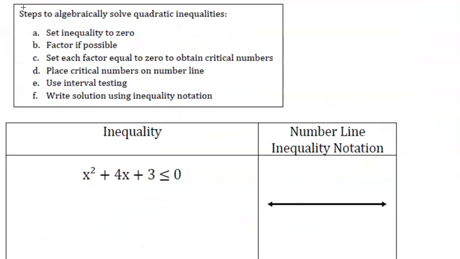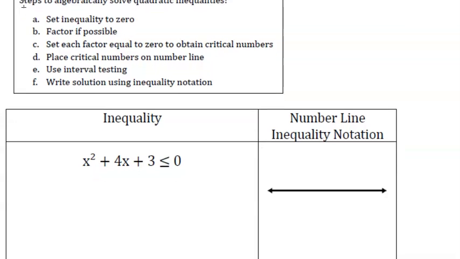Here are your steps to algebraically solve quadratic inequalities. First, you set the inequality equal to 0. The second step, factor it out if possible. Third step, set each factor equal to 0 to obtain critical numbers. The next step, place critical numbers on the number line. The next step, use interval testing. And then the last step, write the solution using inequality notation.